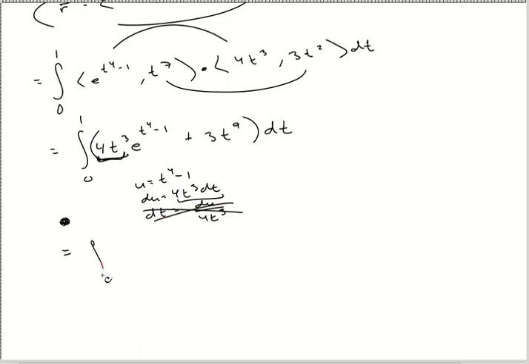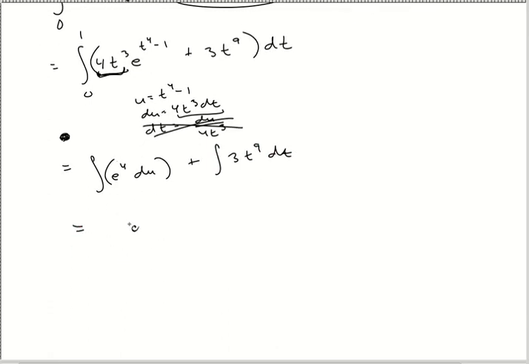So I've got the integral of e to the u on that side, du, and then on this side over here, I'm just going to be integrating 3t to the 9th dt. My integral of e to the u is e to the u, obviously. Go ahead and replace it, and then over here, I add 1 to the power, divide by the new power, divide by 10, from 0 to 1.